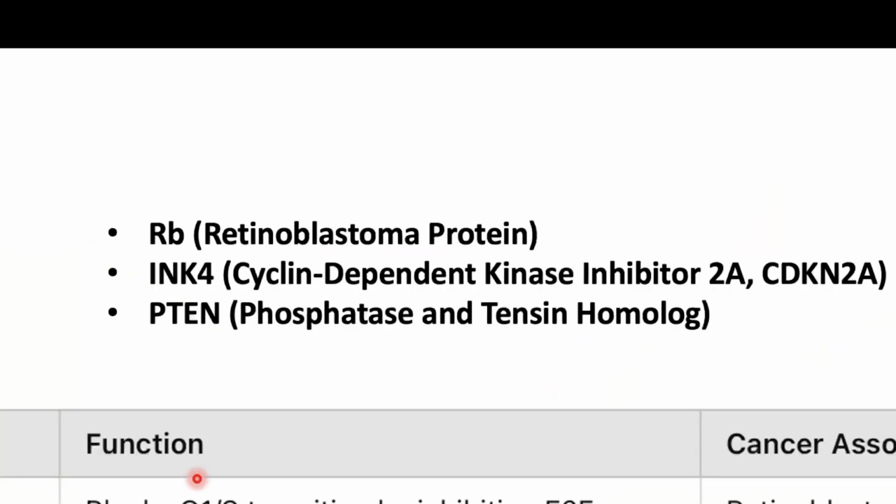And what are the other proteins that we saw in the options? What is RB? RB stands for retinoblastoma protein. INK4 is cyclin dependent kinase inhibitor 2A, or CDKN2A, also known as INK4. It's an inhibitor of cyclin dependent kinase, right? It's a CDK inhibitor. And P10 stands for phosphatase and tensin homolog. Now here is a table citing all the gene functions.